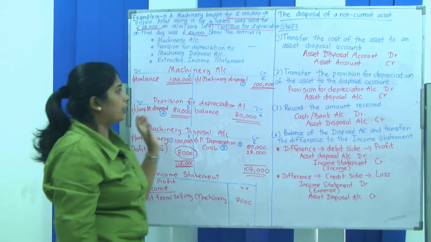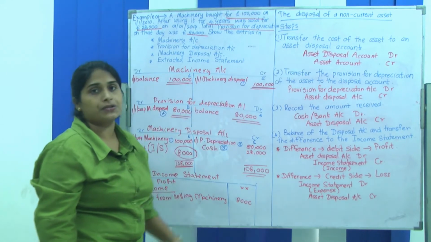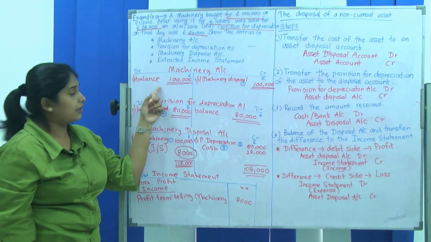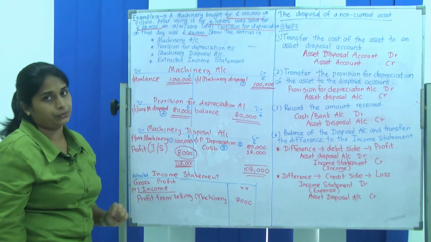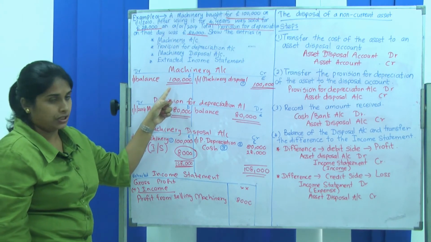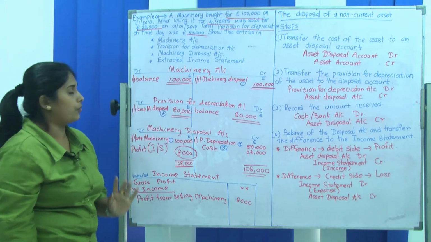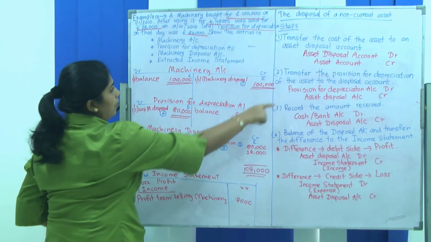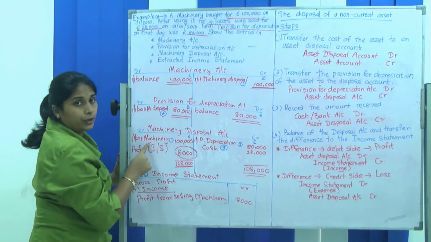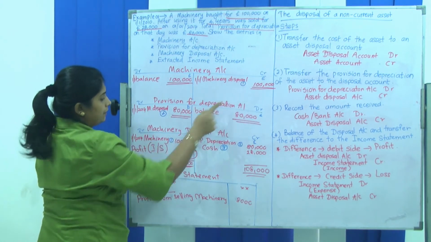So here, the first step is you have to transfer the cost of the asset. The cost of the asset is there in the machinery account debit side. Already we wrote the balance on the debit side. Now this 100,000 machinery, after it has been sold, does not belong to the business, so you have to cancel it. So the double entry is the machinery disposal account will be debited and the machinery account will be credited. That is the first step.